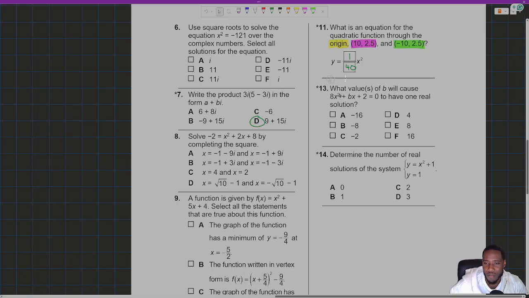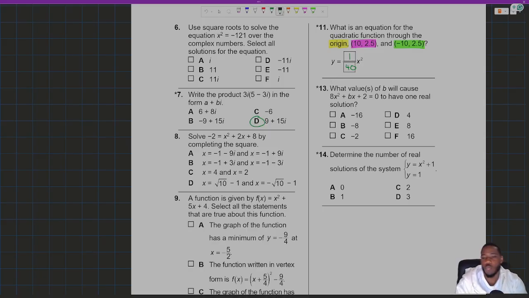Number 13 says, what value or values of b will cause 8x squared plus bx plus 2 equals 0 to have one real solution? So for this, we just got to think about one specific portion of our quadratic formula. That is called the discriminant. And the discriminant is the part that's under the radical. So b squared minus 4 times a times c.